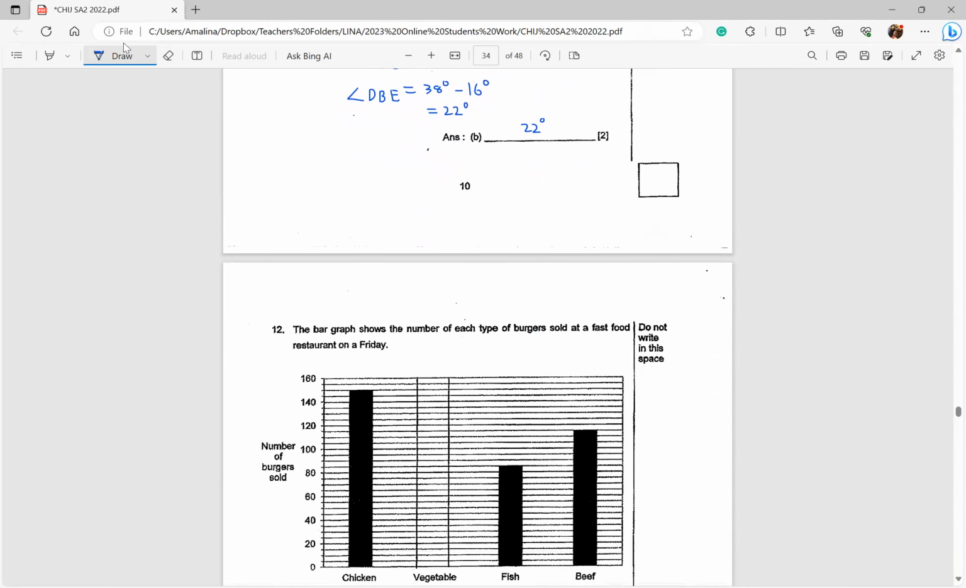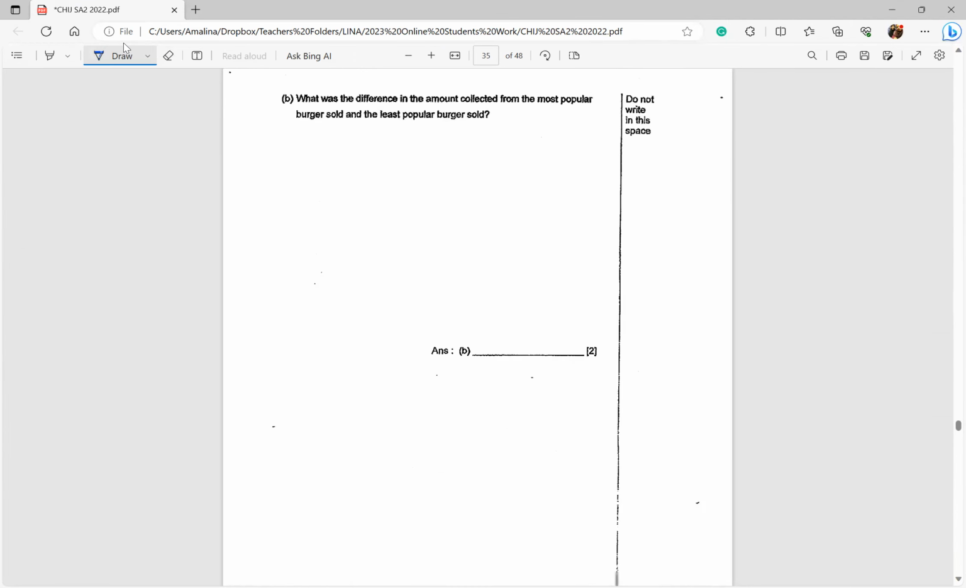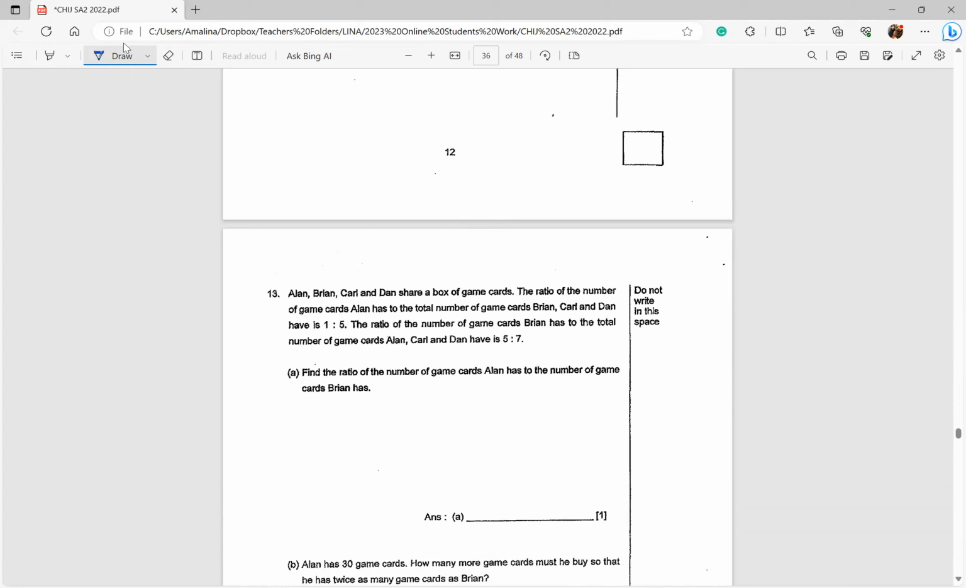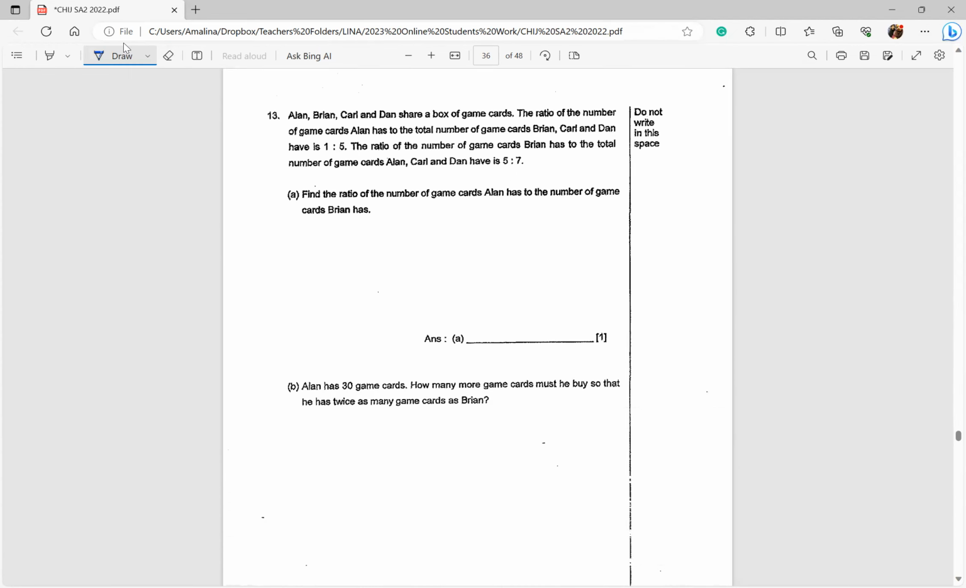Okay, next one. Question 12, I will skip as well. It's on your bar graph. So let's move on to question number 13. Okay, so this is on your ratio. So Alan, Brian, Carl, and Dan share a box of game cards. The ratio of the number of game cards Alan has to the total number of game cards Brian, Carl, and Dan have is 1:5.